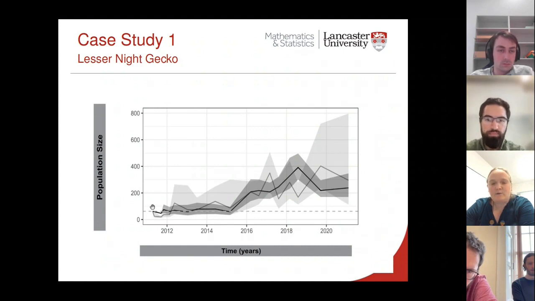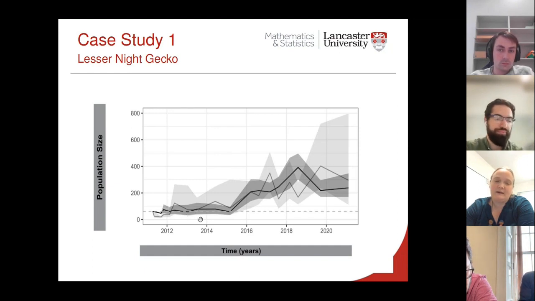Really importantly, when the managers are going to be asking us, has this translocation been a success? It's going to be the estimates at the start of this period that are really important. You can see that in 2011, we've got no error around our estimate because we know how many geckos were translocated. You can also see that we've got quite tight confidence bands on those estimates of population size, which is really going to help reassure the managers that we can get quite precise estimates. That really comes from the appropriate constraints that we're putting on the system that we're modelling.